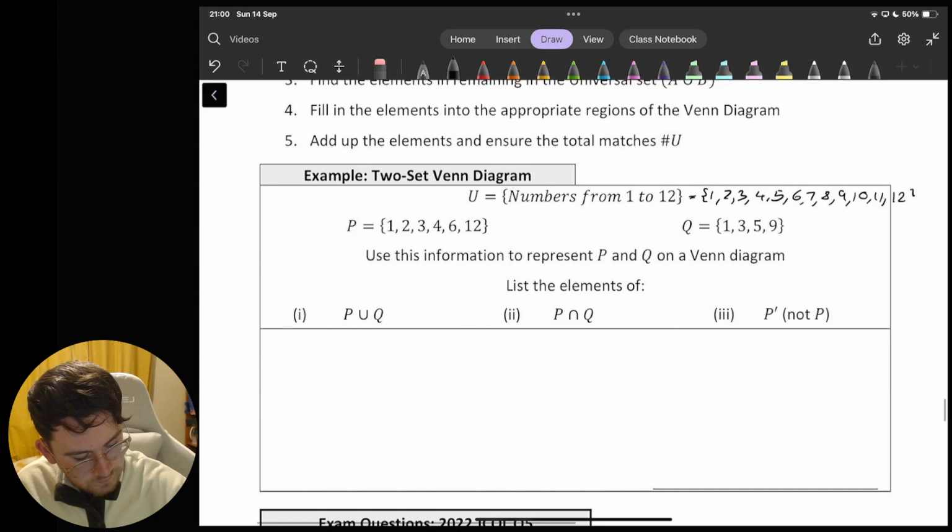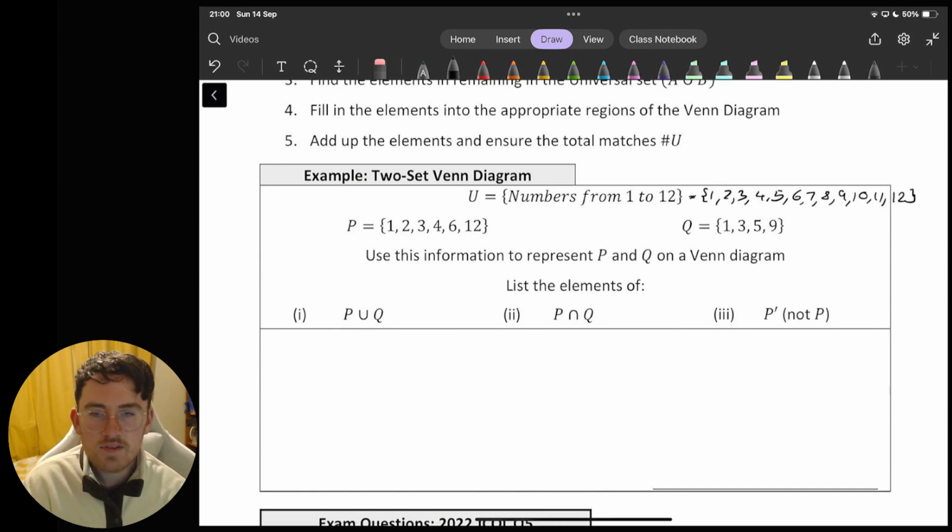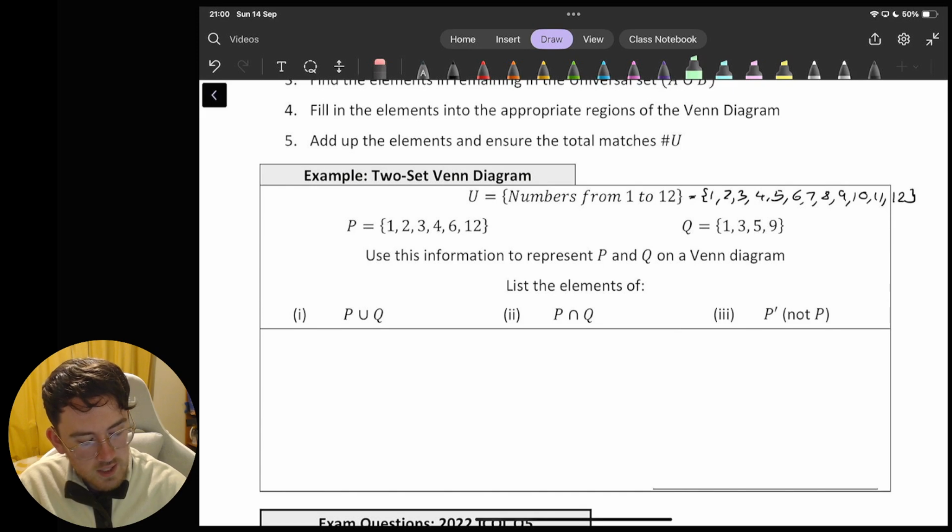The next thing I would do is look at the two sets P and Q, because these are the two sets I'm going to be representing. And I'm looking to see are there any elements that they have in common. So even just straight away, we can see they both have a 1. P has a 2, but Q doesn't. They both have a 3.